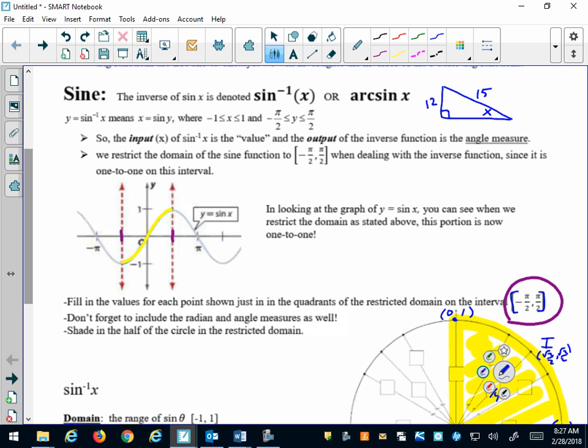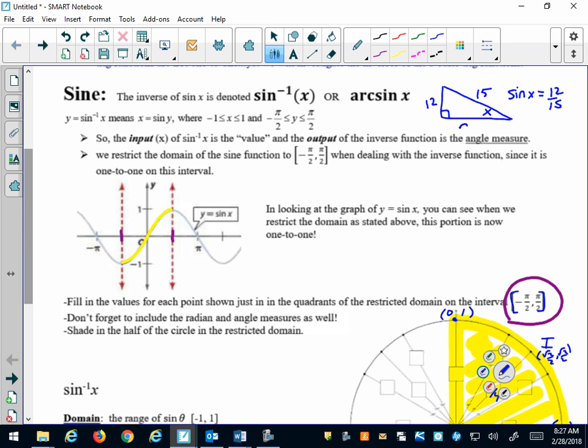Well, we would use SOHCAHTOA, opposite over hypotenuse. We would do sine of x equals opposite over hypotenuse. Do you remember what you would do next? Like, how would you actually solve this on your calculator?